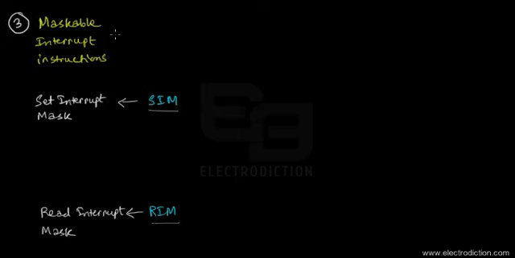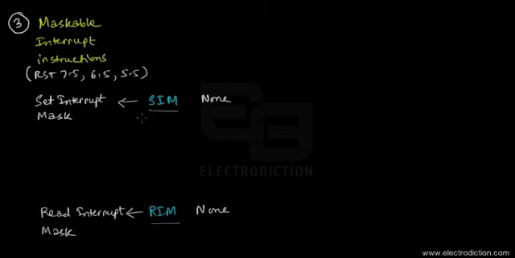Now these are known as the maskable interrupt instructions, and they are just valid for the RST 7.5, 6.5 and 5.5 interrupt lines. And like the previous instructions, they don't have any kind of operands. Now let's start with the SIM instruction first. The SIM instruction is basically what is known as the Set Interrupt Mask.